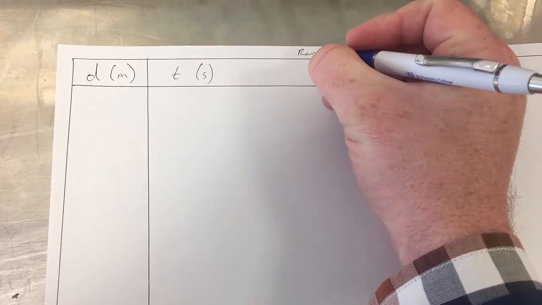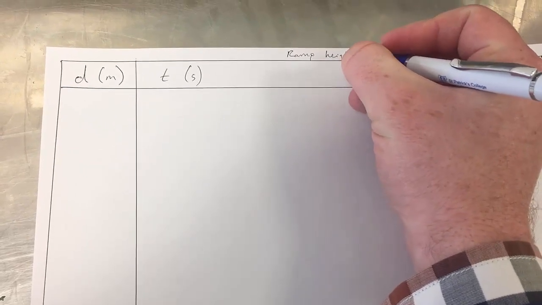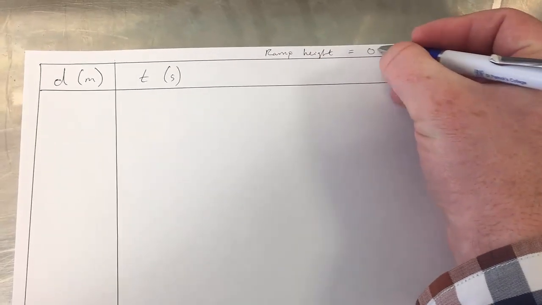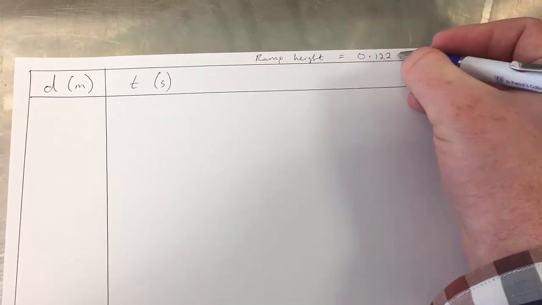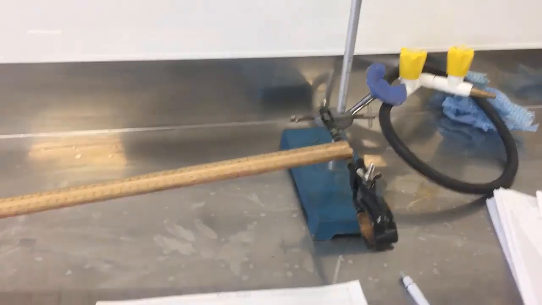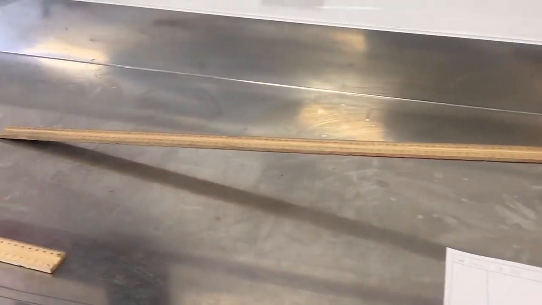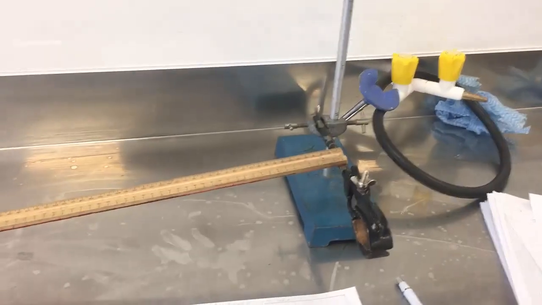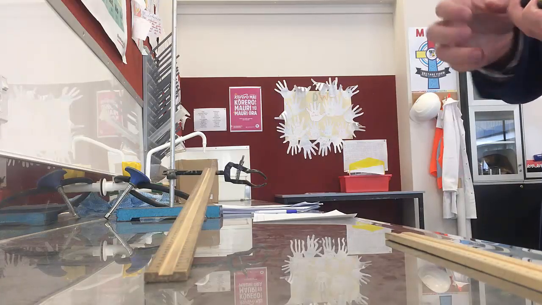Let ramp height equal 0.122 meters at one end, so if anything gets moved or adjusted, I can set it back up to the appropriate height at one end. And I'm going to start off nice and low.